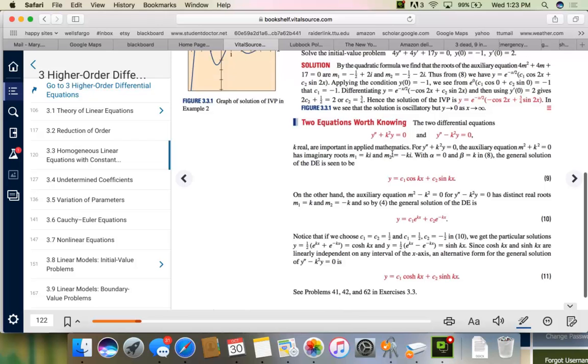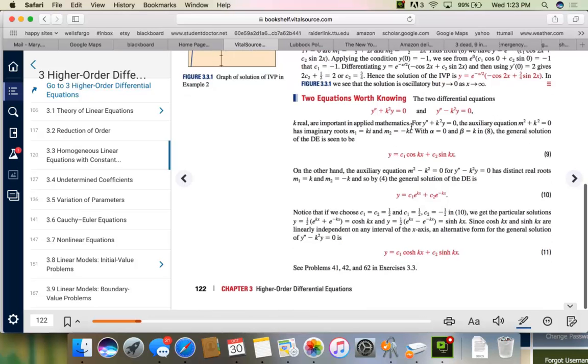So this is a pure oscillator. It doesn't have anything that is going to damp it. It's just going to oscillate like a sinusoidal function.